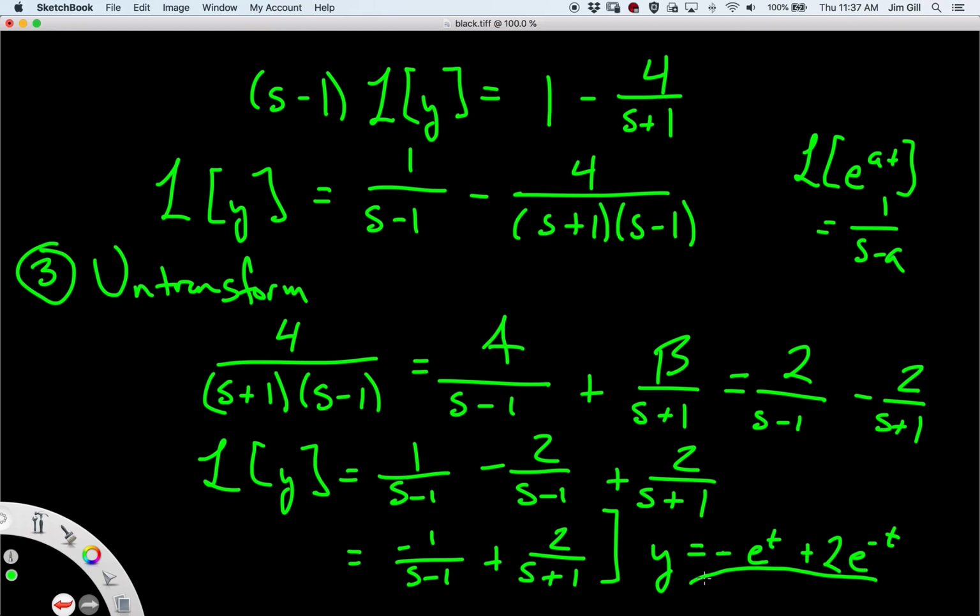You could differentiate and check that this is indeed the solution. So working in the Laplace transform space can sometimes allow us to unwind the difficult differentiations and integrations that we'd have to do and just turn them into simple algebraic operations, like figuring out this partial fraction decomposition.